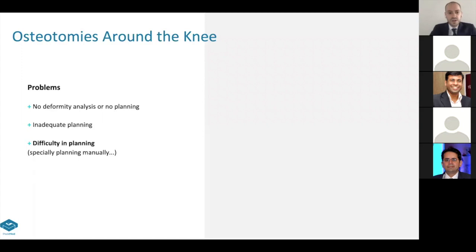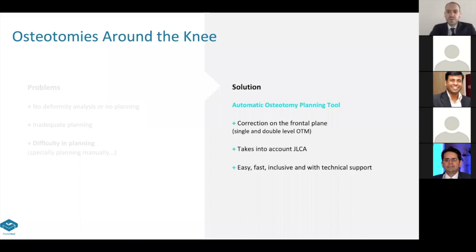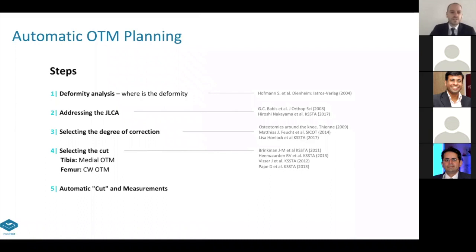So the solution was an automatic osteotomy planning tool that allows the correction on the frontal plane, both single and double level osteotomy, that takes into account the joint line congruency angle, that is easy, fast, and has our full technical support. So the steps: first you start with the deformity analysis, then you choose whether to take into account the joint line congruency angle, then you select the degree of correction, then you mark the cut, and then you do the automatic cut and measurements.